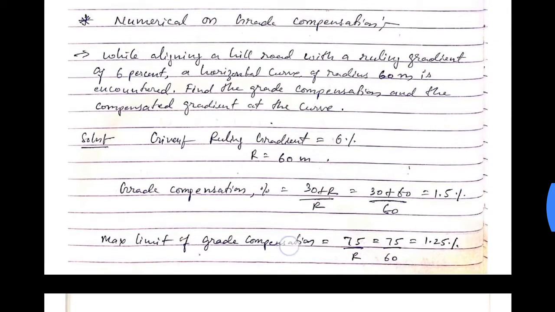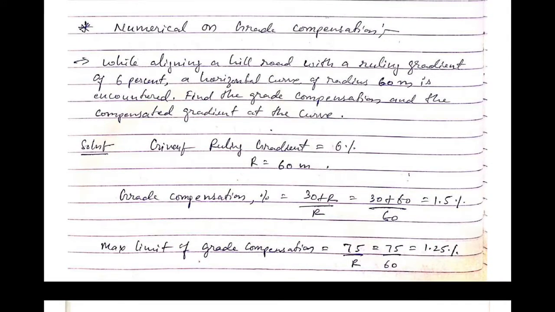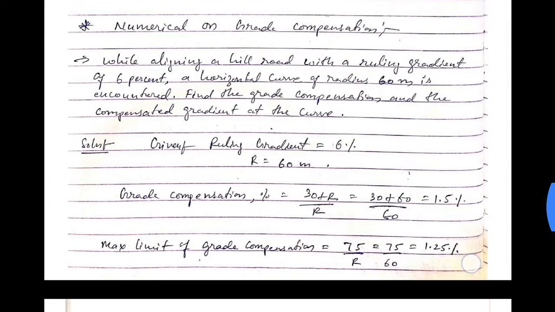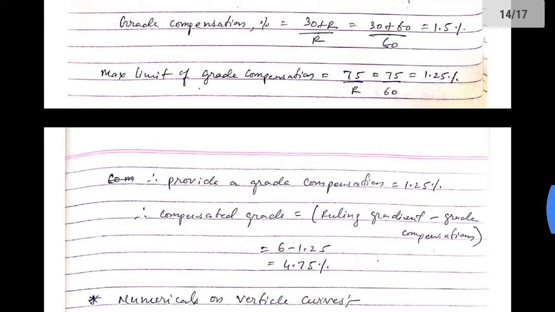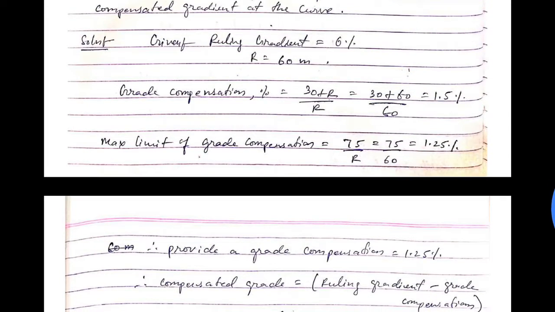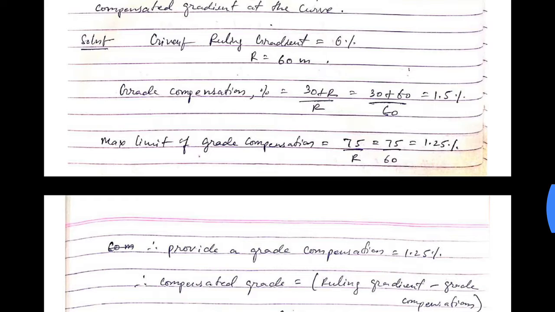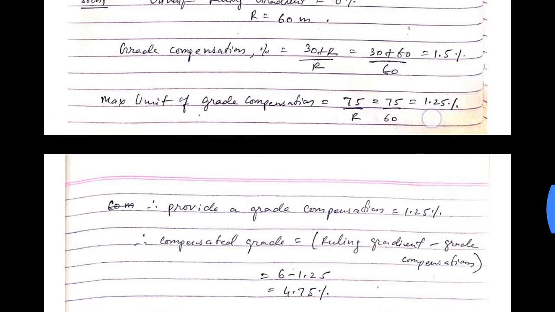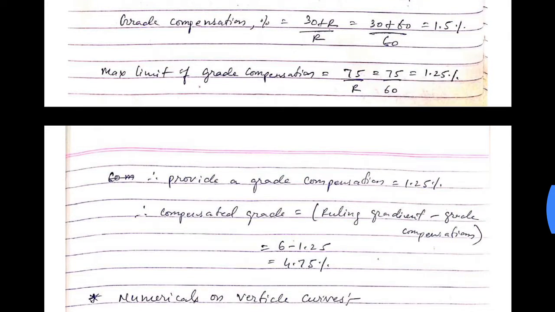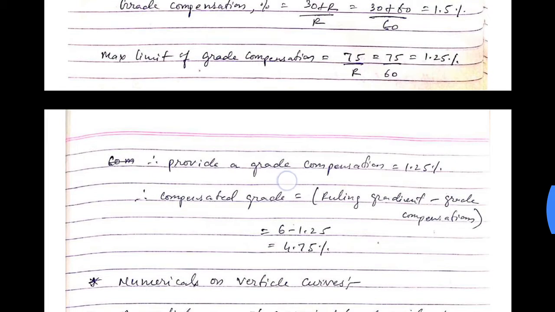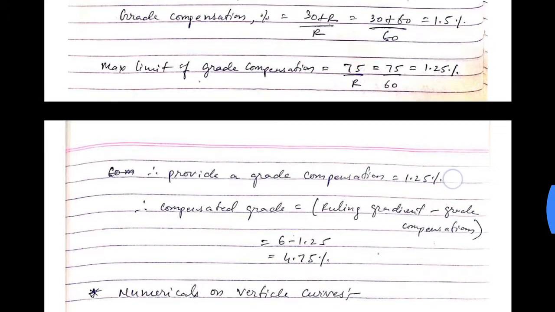Also, the maximum limit of grade compensation, the formula is given by 75 by R. So 75 by 60 is 1.25%. So although the grade compensation that we obtained was 1.5%, since the maximum limit of grade compensation we got is 1.25%, hence we can only provide a grade compensation of 1.25%.